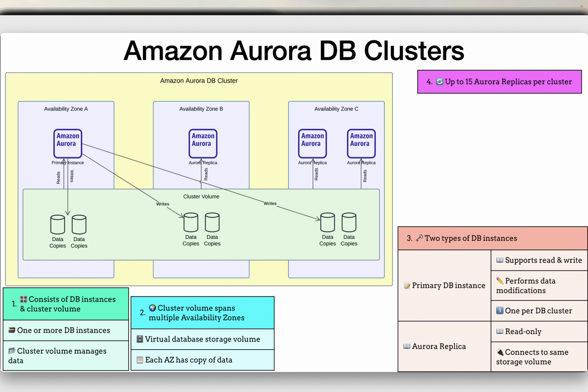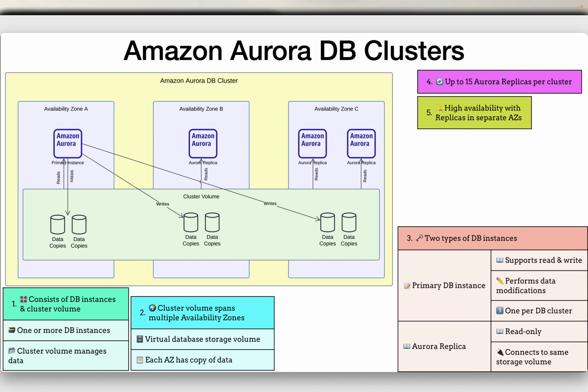Next one is Aurora replica. This is for read only. It connects to the same storage volume as the primary DB instance and supports only read operations. Each Aurora DB cluster can have up to 15 Aurora replicas in addition to the primary DB instance.